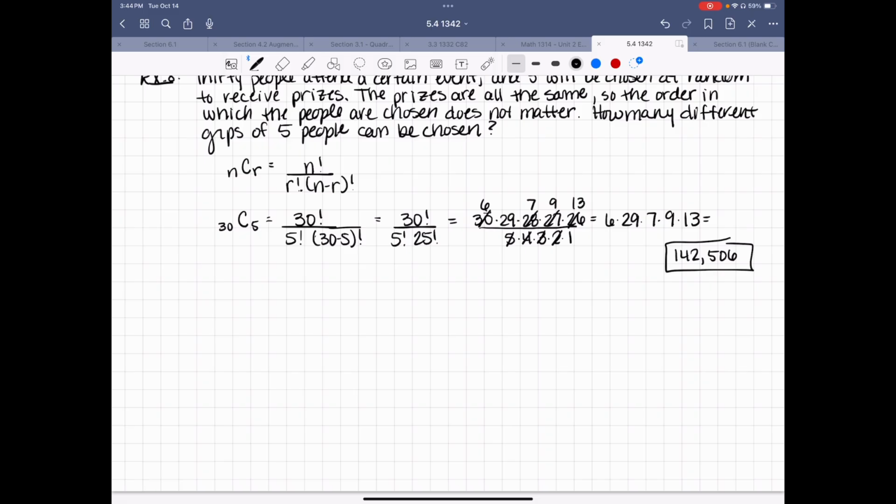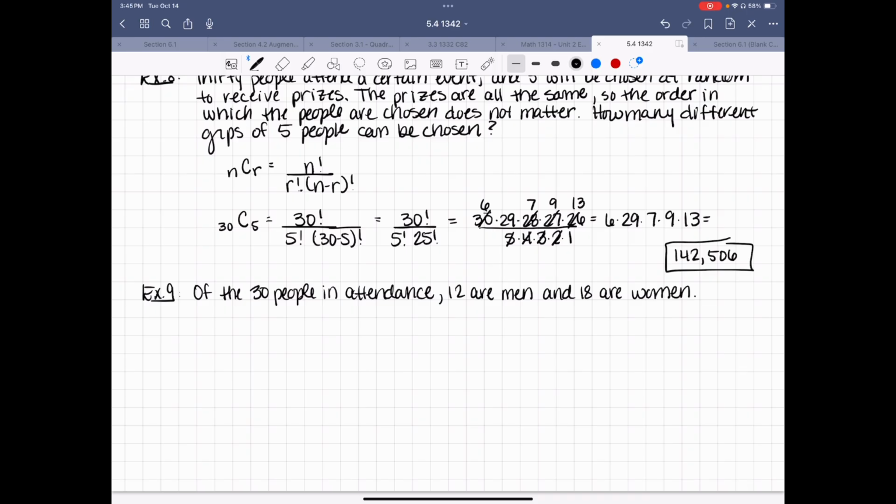Okay, example 9 is actually a continuation of example 8. So it says, of the 30 people in attendance, 12 are men and 18 are women. Okay, A says, what is the probability that all the prize winners are men?